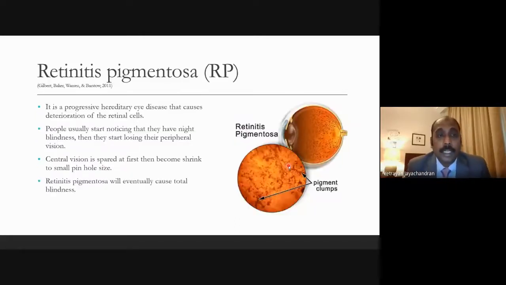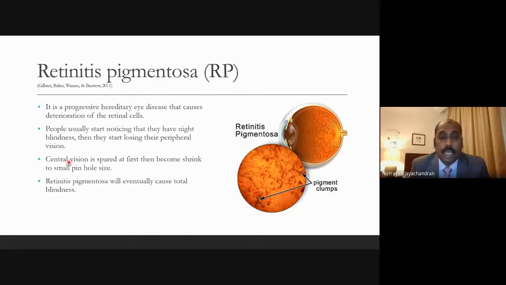Next is retinitis pigmentosa. It is a progressive hereditary eye disease which causes damage to the retinal cells. People start noticing the problem only when they have night blindness. It is not seen before. Only when they start facing night blindness and losing peripheral vision do they go for consultation with doctors, and it is progressive in nature.